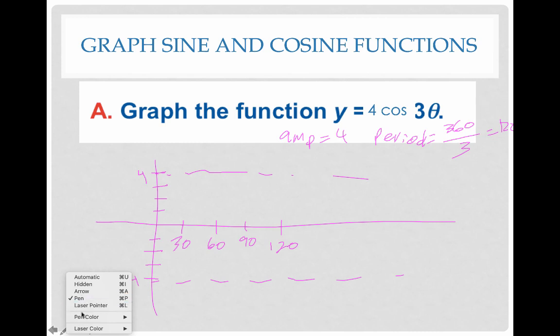Because where does cosine start? Does cosine start at the origin? It does not. It starts at the maximum, and then it goes to 0, and then it goes to minimum, and then it goes to 0. And you're going to follow that each time. Each time you're going to follow that pattern of the original one.